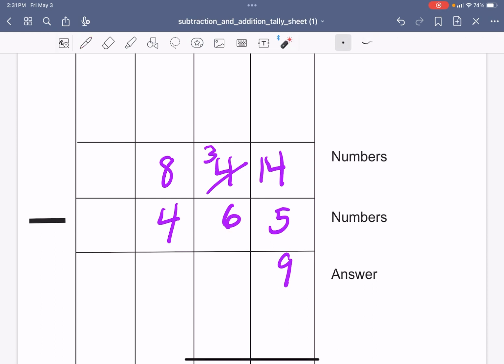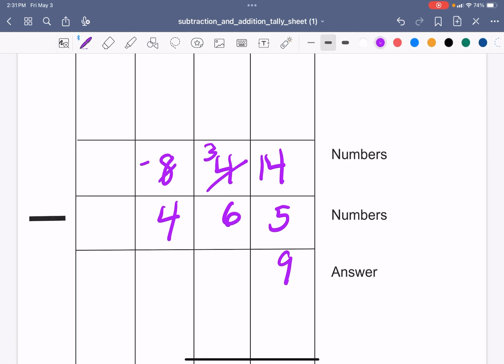3 minus 6 we can't do. We have to borrow from the 8. The 8 is going to become 7. Then I'm going to put a 1 here, make that 3 a 13. 13 minus 6 is 7. And 7 minus 4 is 3. So our answer is 379.